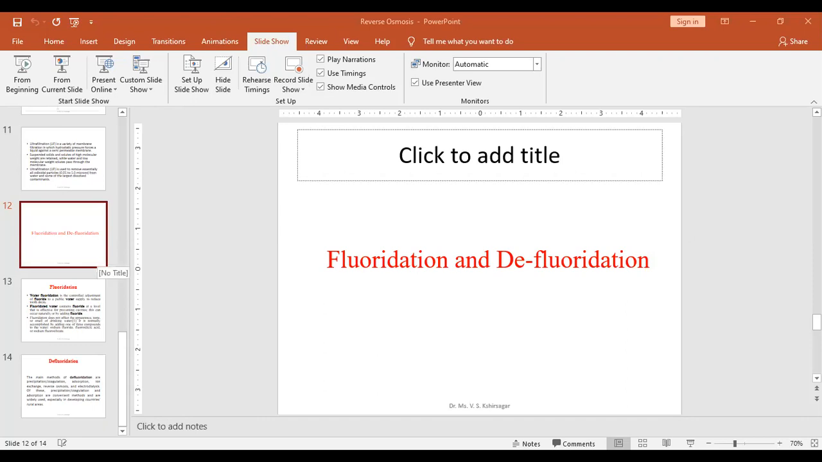I request everybody to write down these 3 sentences. Less than 1 ppm fluoride causes dental cavities.